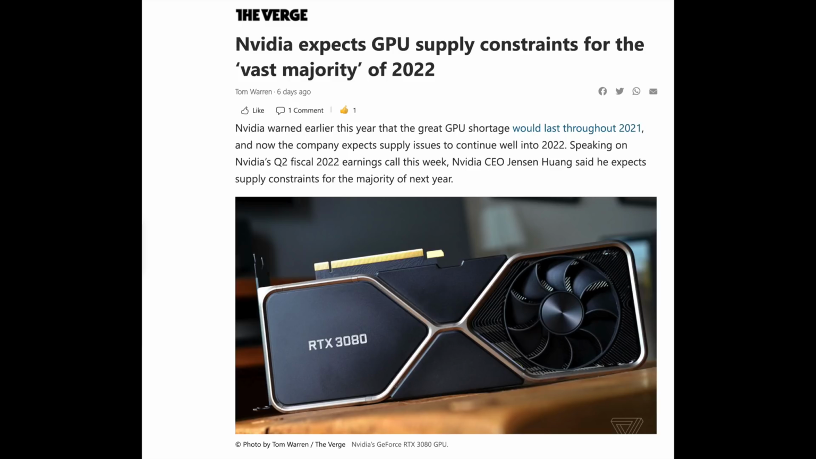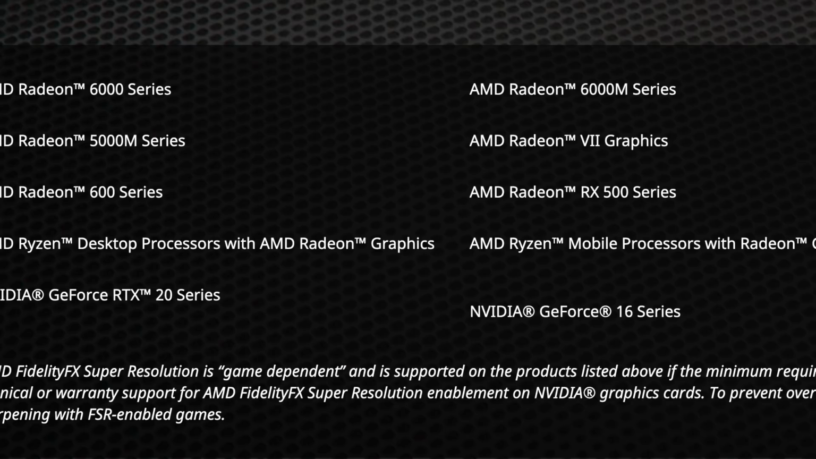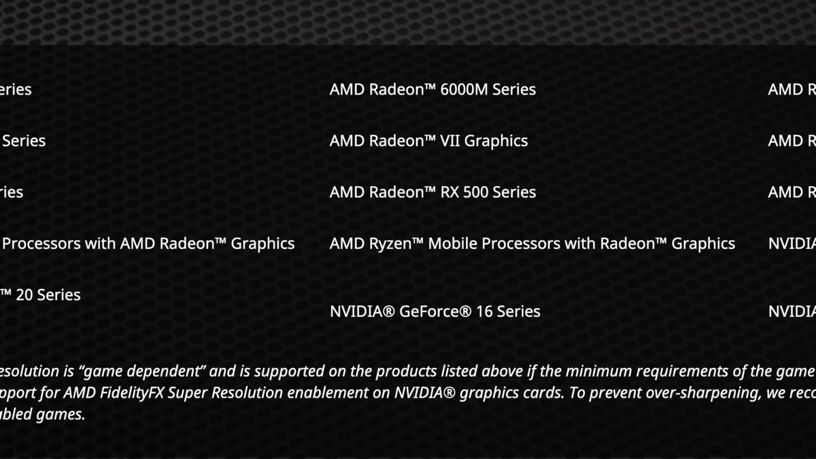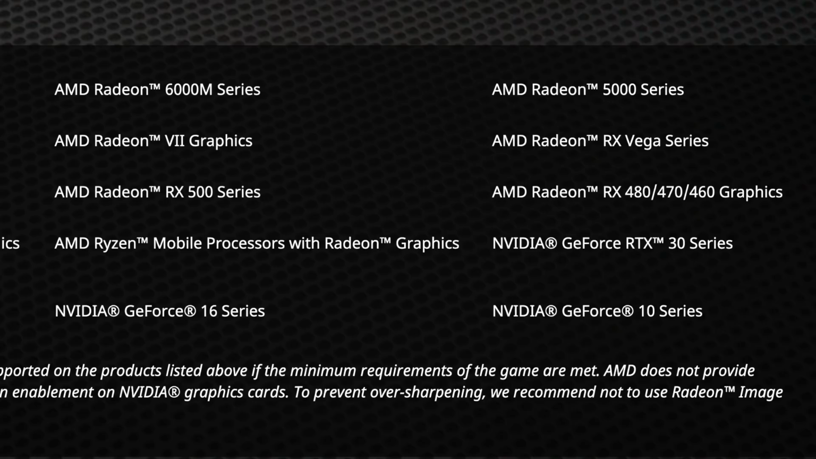But FSR doesn't just work on newer AMD graphics cards. It works on GPUs as old as the Radeon 460, 470, and 480, and yes, the Vega 56 and 64. It works on Ryzen CPUs that have integrated Radeon graphics, what we call APUs. It even works on Nvidia's latest RTX graphics cards and all the way back to their 10 series lineup.